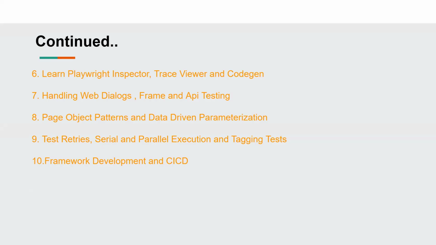Then we'll also look at handling alerts and frames in web pages. Playwright also comes with a feature for API testing. This is the difference that you get when you talk about Selenium and Playwright. Playwright is a complete package wherein you can do UI testing as well as API testing, so it comes inbuilt with that feature. Then we'll talk about the page model patterns, how Playwright can be used in the industry. I'll give you a demo of that.